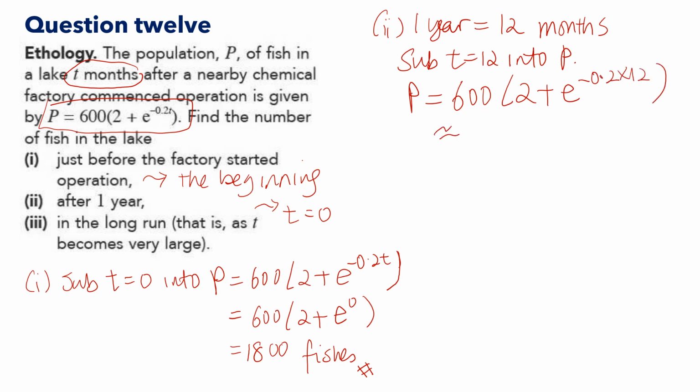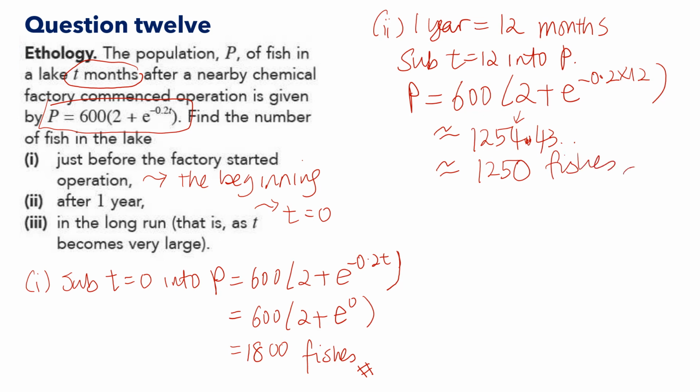Just hang on, let me use my calculator. I don't have a calculator, so I'm using the calculator in the handphone. I hope it works. 600 times bracket 2 plus, shift E, I have to key in negative 0.2 times 12, and then I need another bracket. Okay, I would get 1254.43 something, estimated to 3 significant figures. So you look at the number 4, so round down to 1250 fish.